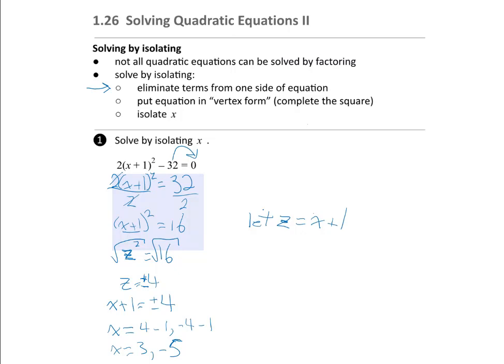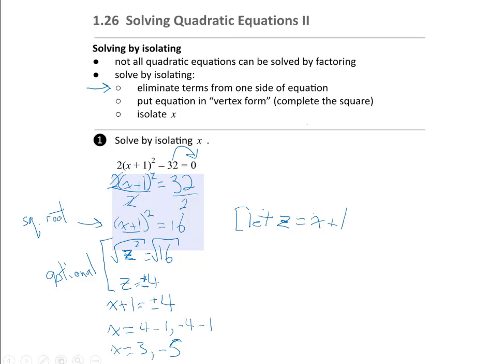The optional part would be right here and here. I would say those are optional. You don't have to say let z equal that. You could just square root this up here. So you could just square root it. And that would give you x plus 1. Because x plus 1 in brackets squared, if you take the square root of that, it's just x plus 1. Okay.